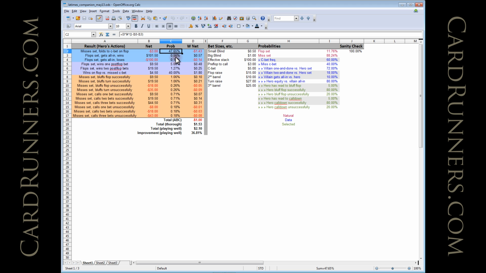The probability column indicates the calculated probability of each of these results. That is the process of going through the whole probability tree, which is implicitly represented inside this spreadsheet, and multiplying all the probabilities that go from the start of the hand to that terminal node represented by this result in this entry here.